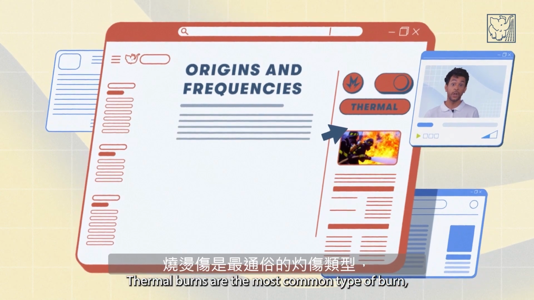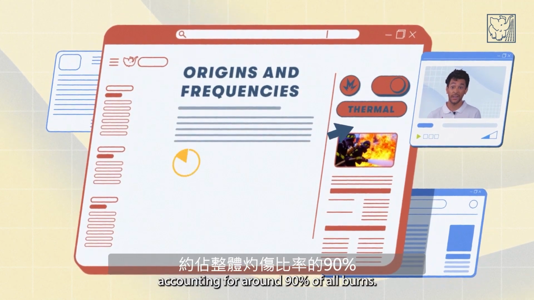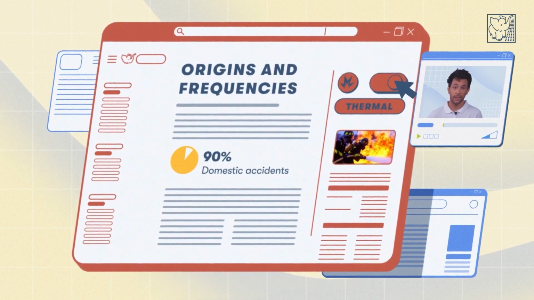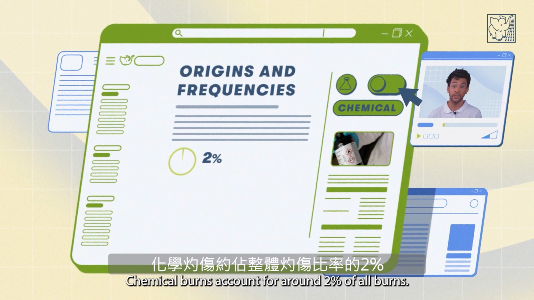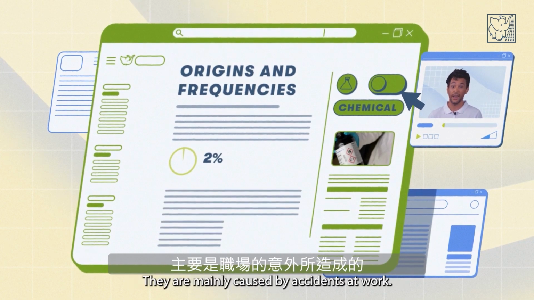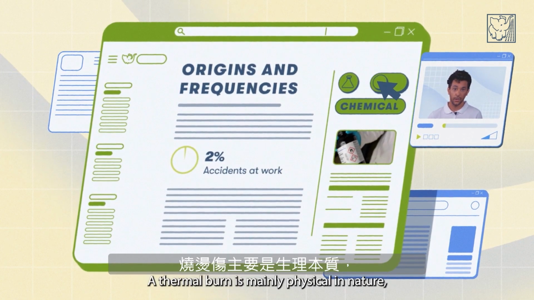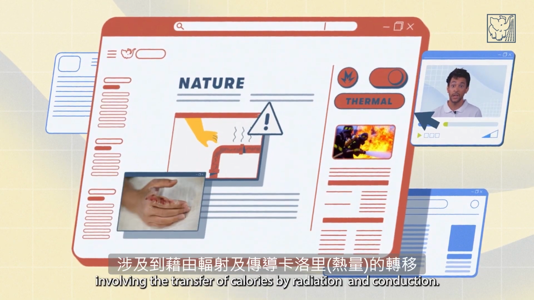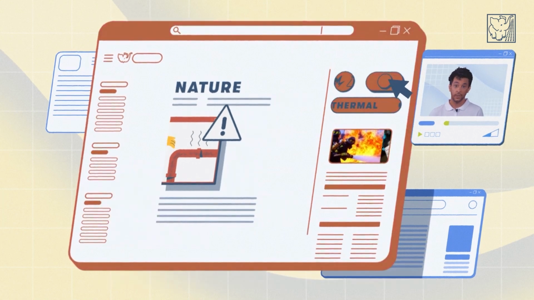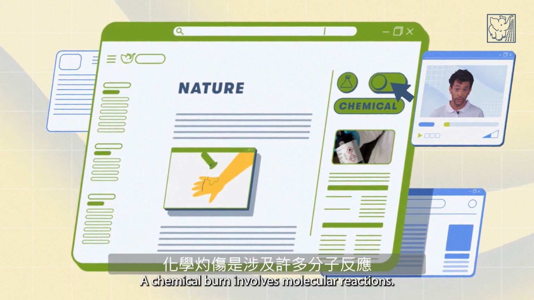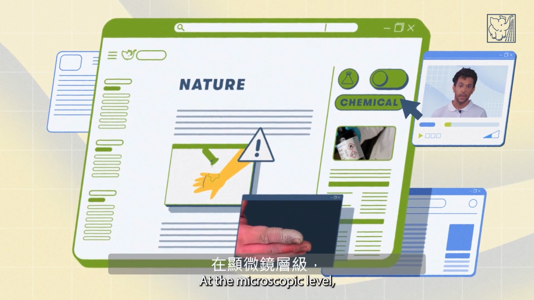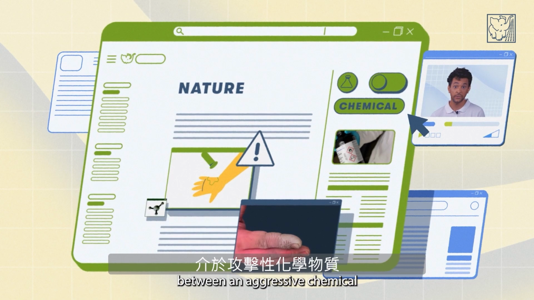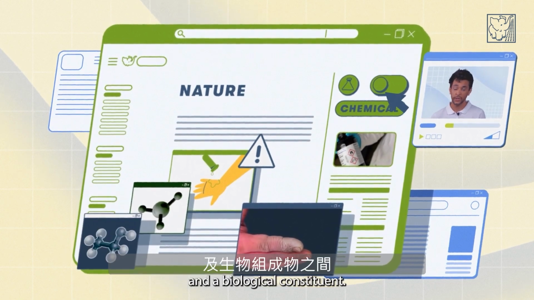Thermal burns are the most common type of burn, accounting for around 90% of all burns. Most occur in domestic accidents. Chemical burns account for around 2% of all burns. They are mainly caused by accidents at work. A thermal burn is mainly physical in nature, involving the transfer of calories by radiation and conduction. A chemical burn involves molecular reactions. At the microscopic level, it results from a chemical reaction between an aggressive chemical and a biological constituent.